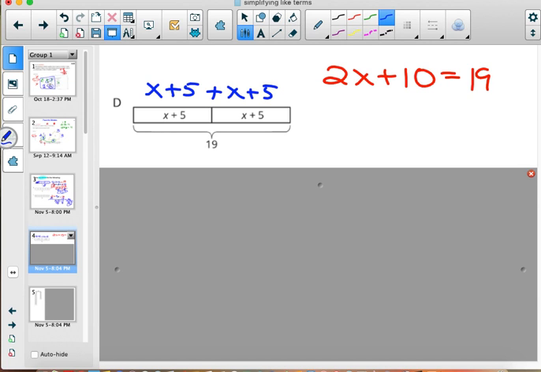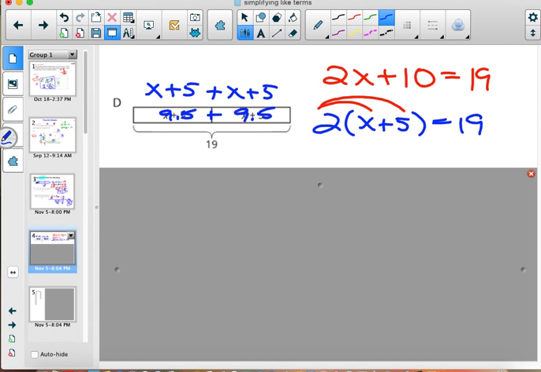Adam, what was yours? I had 2 times x plus 5 in parentheses. Is that the same thing as the red one? Yeah, it's x plus 5, but there's 2 of them. And if you distributed, would you still get what Brandon had? So they're both right. What did you end up getting when you solved this? X equals 4.5. Alright, let's see. 4.5 plus 5 is 9.5. So that one's 9.5 and this one's 9.5, and you add those together, that would be 19. Yes, the answer is 4.5.